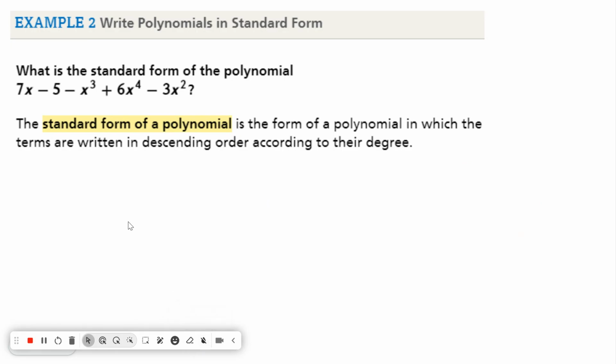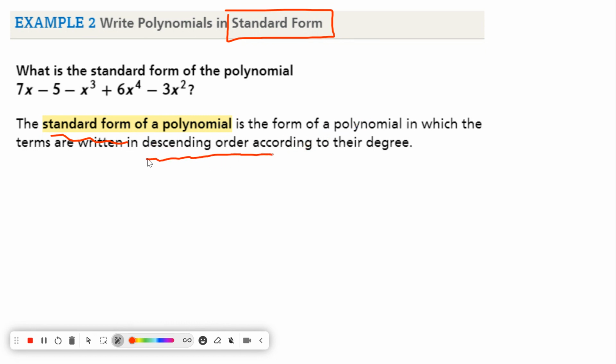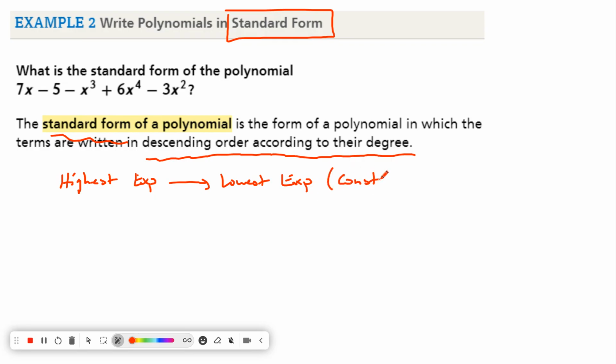Okay, last slide on this video. So we're going to talk about standard form. When we talk about naming a polynomial in standard form, standard form means we're going to write the terms in descending order according to their degree. So typically that means we go with the highest exponent all the way to the lowest exponent. And typically the lowest exponent is going to be when there's no variable, and that's going to be your constant. So typically we're going from the highest exponent down to the constant.